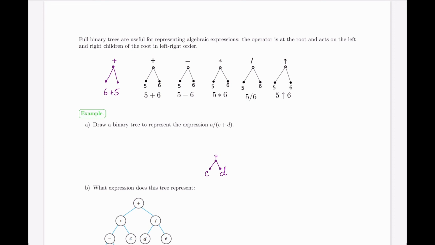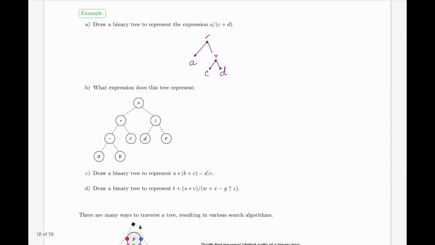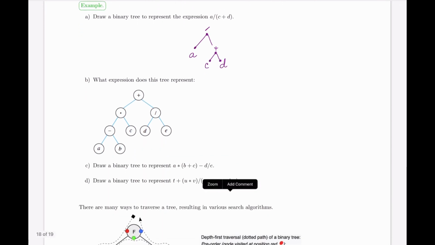And then I have to have a divide over all of this. So I have to have my divide vertex, whose left child is the node a, and whose right child is c plus d. Okay, fairly straightforward, but the order of operations really matters, right? If you constructed something like a divided by c and then plus d, it would be a very different kind of expression.